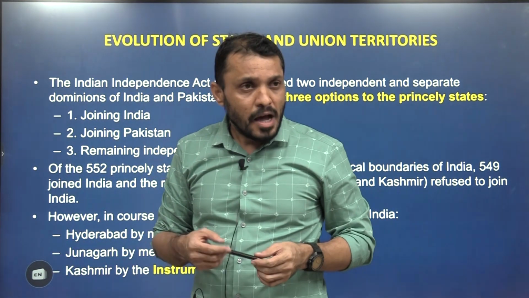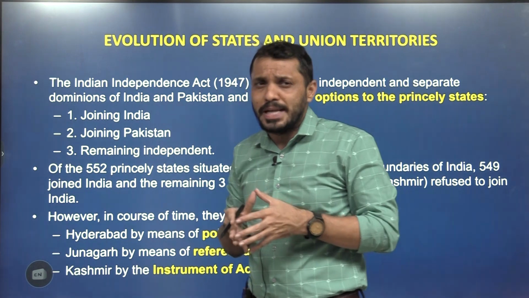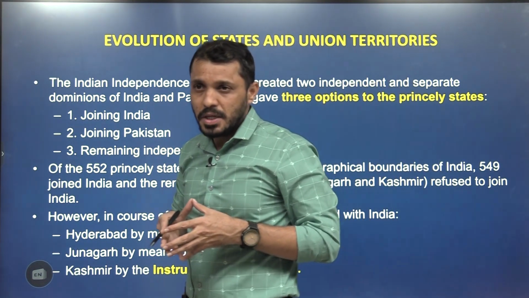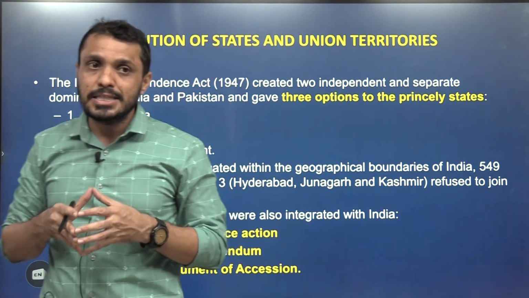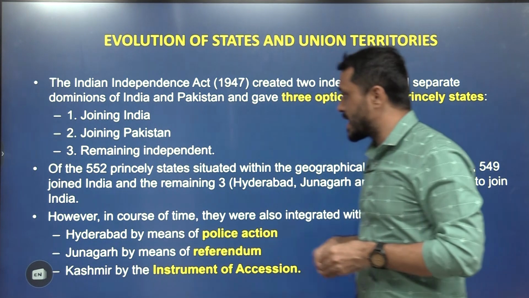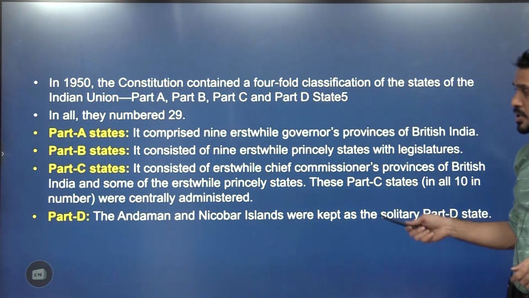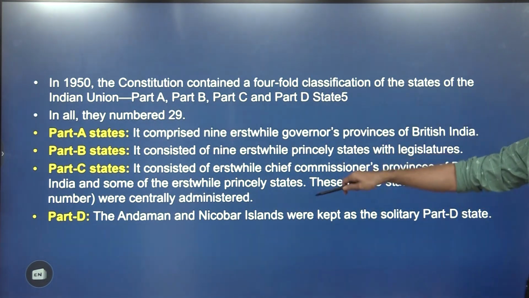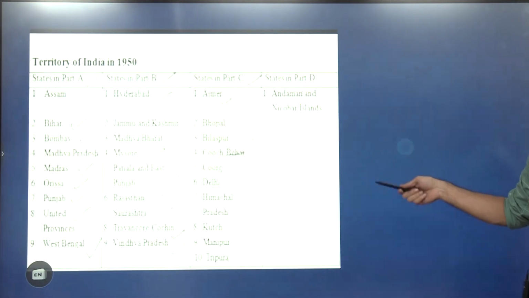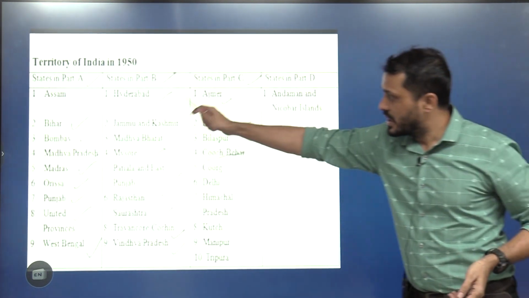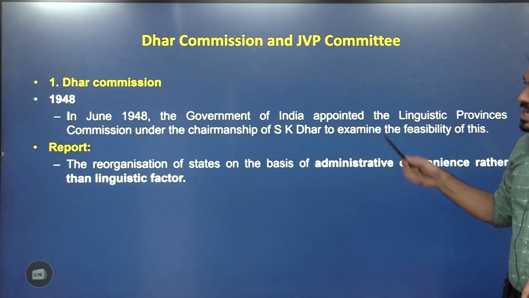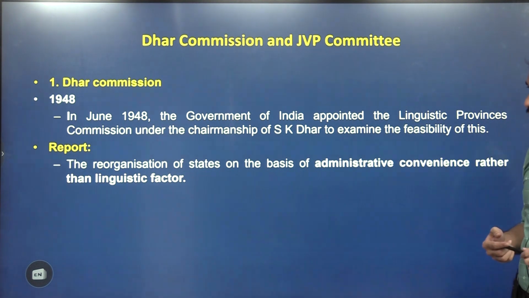After we got independence, in 1948 Andhra people in Madras state started demanding a separate state. For that, the S.K. Dar Commission was appointed, students. Part A, Part B are already explained. You can go through this PPT. I will share this PPT in your Telegram group. Already I told you 9, 9, 10, 1. This is about 29. The S.K. Dar Commission was appointed in 1948.